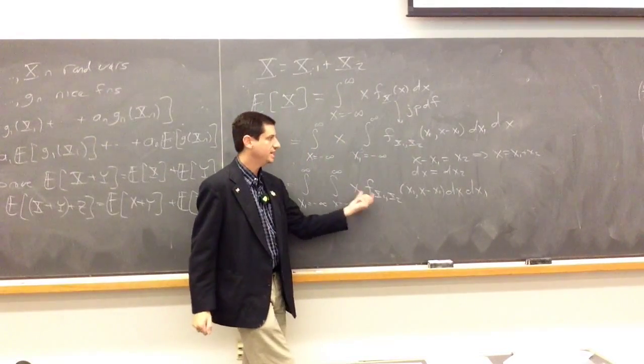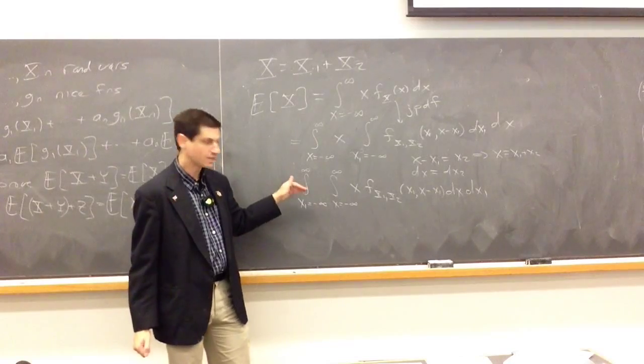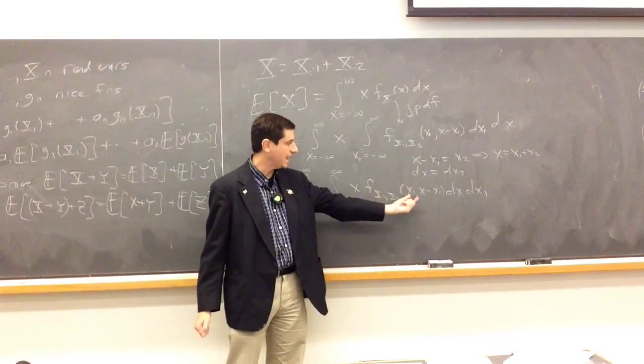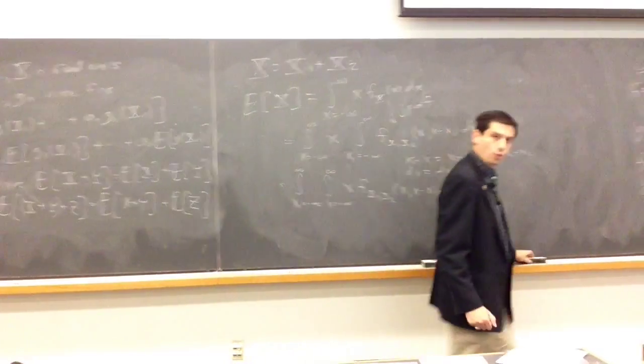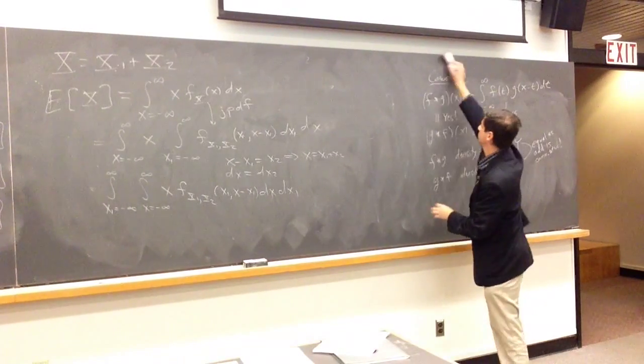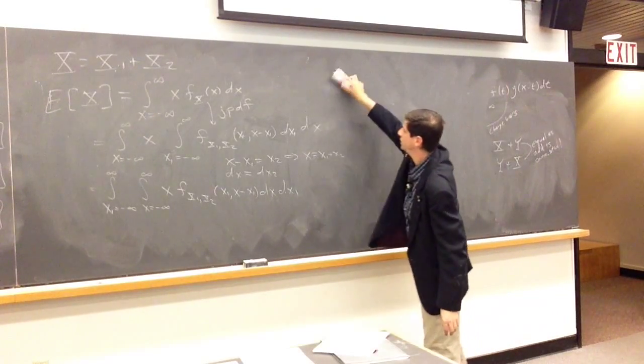Now in this situation, I can make the change of variables. I fix an x1, and since x1 is fixed, x1 is not varying, now I can let x minus x1 equal x2. Okay? So the order in which we do things does matter. Okay. And so now, we get the following.